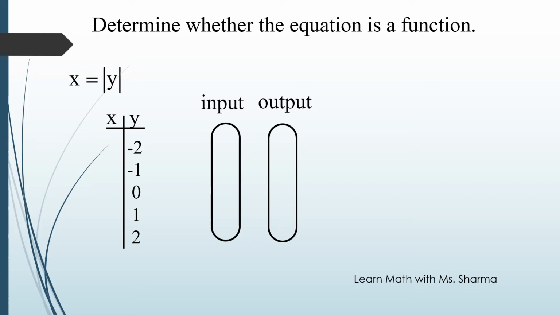In the previous example, we found absolute value of x. Now we are going to find absolute value of y. So we chose our range. We are going to find the domain. Will it be any different? Let's see. We want to find x, absolute value of y.